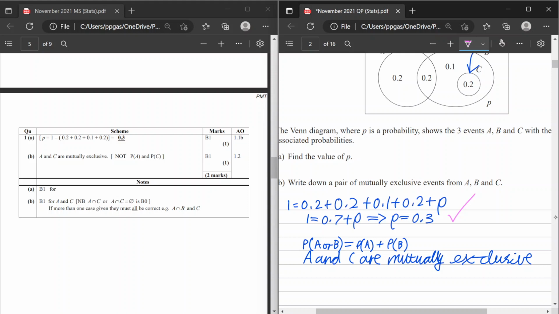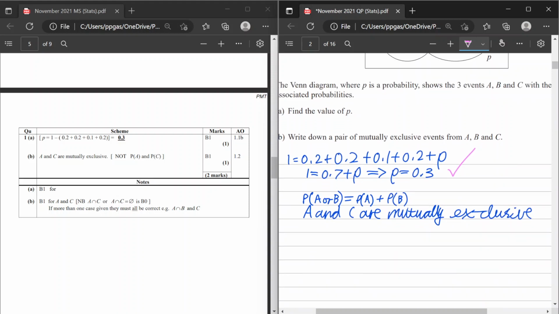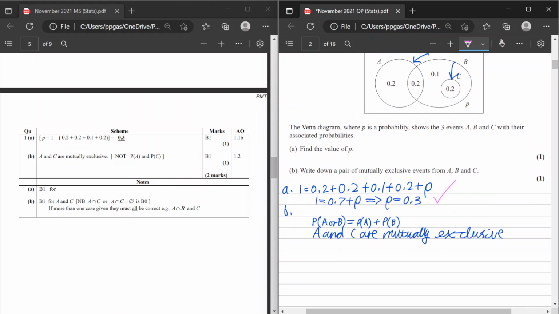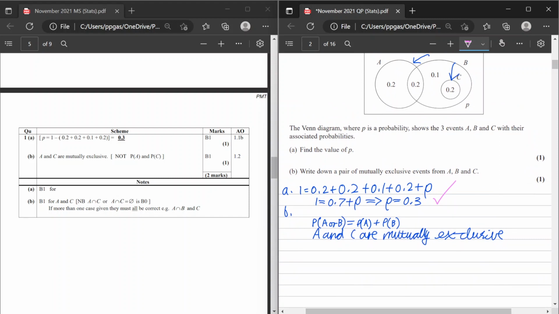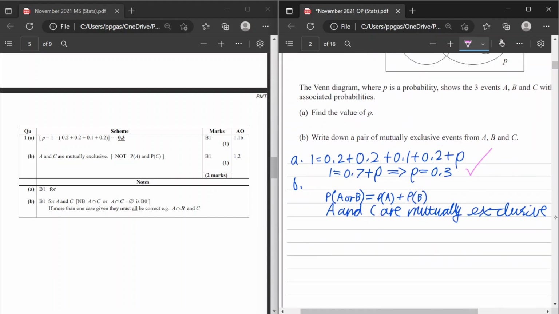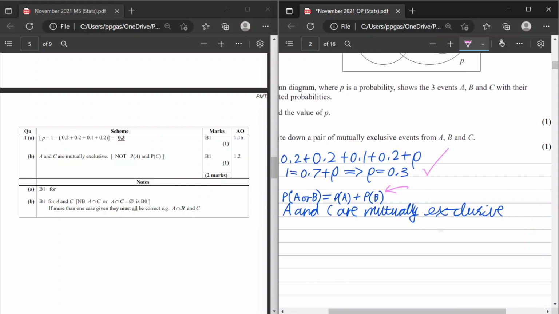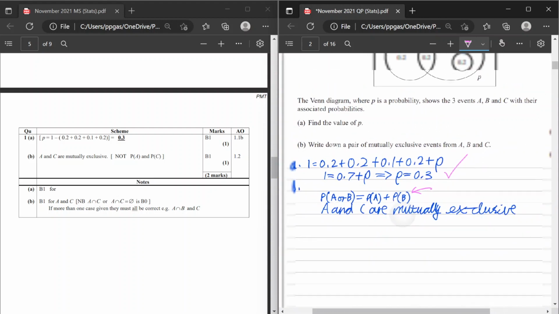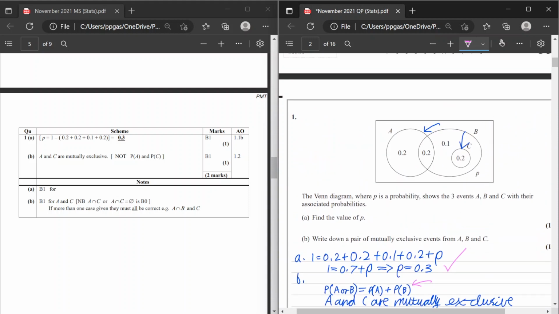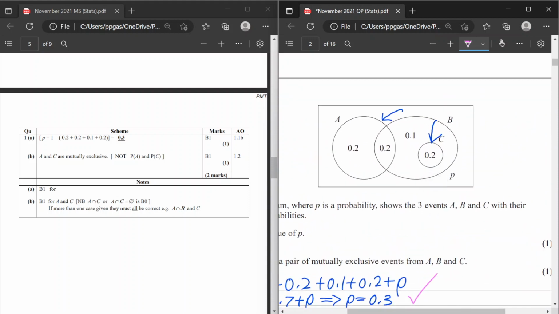And then part B, A and C mutually exclusive. That's just remembering your definition for mutually exclusive. I wrote a little formula here because I wasn't sure whether that was needed in the answer. I guess it probably wasn't since it was only one mark. But yeah, the answer was A and C mutually exclusive, because if you look in the Venn diagram, A and C are in no way linked, as they're two completely separate circles. A and B would not be mutually exclusive because they do have an overlap.